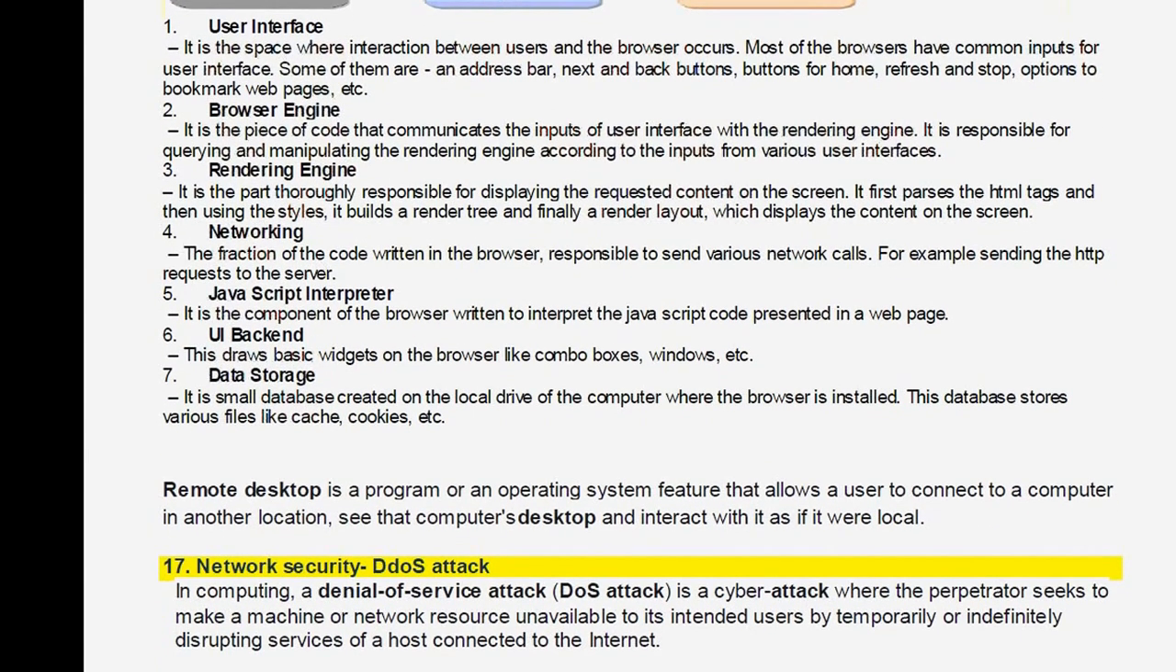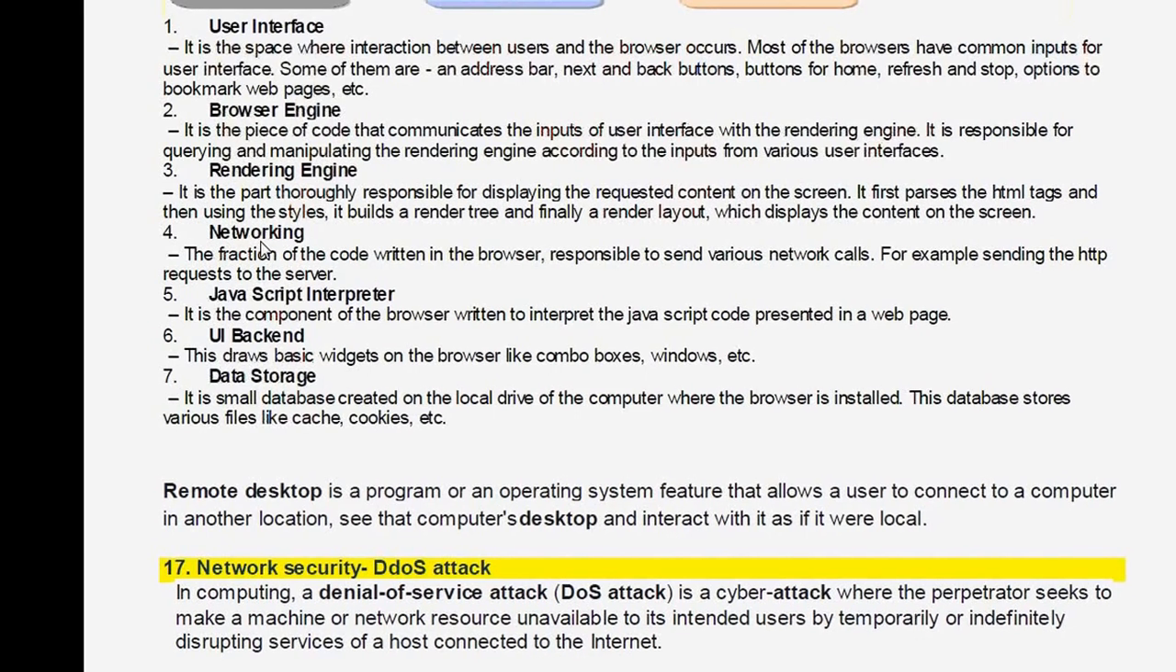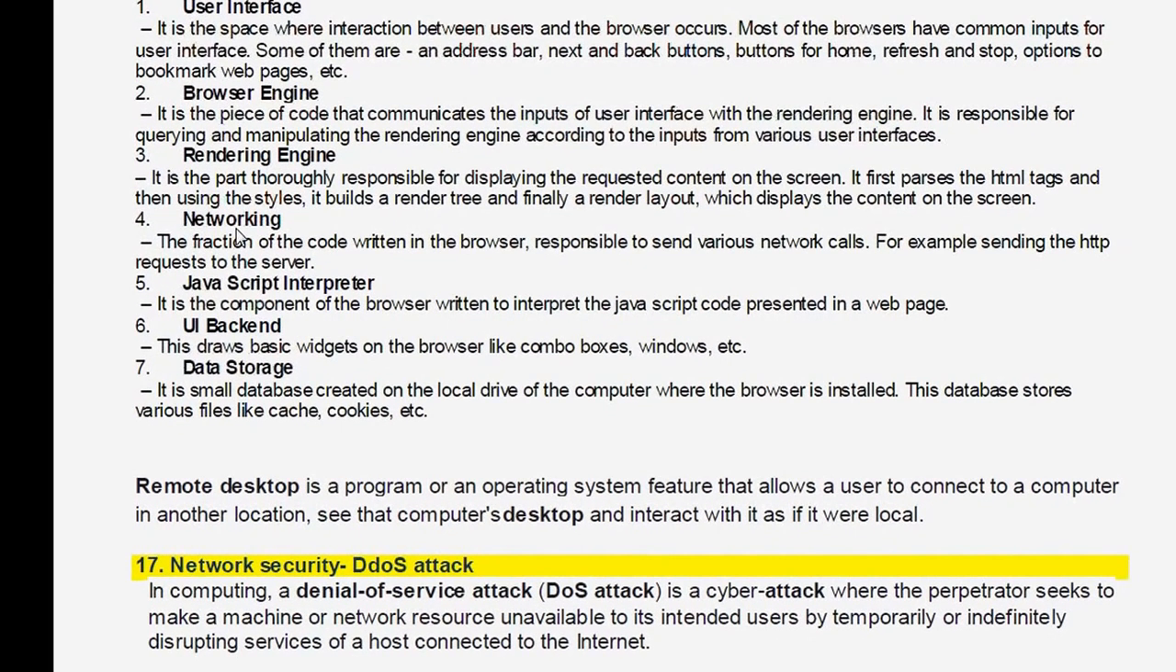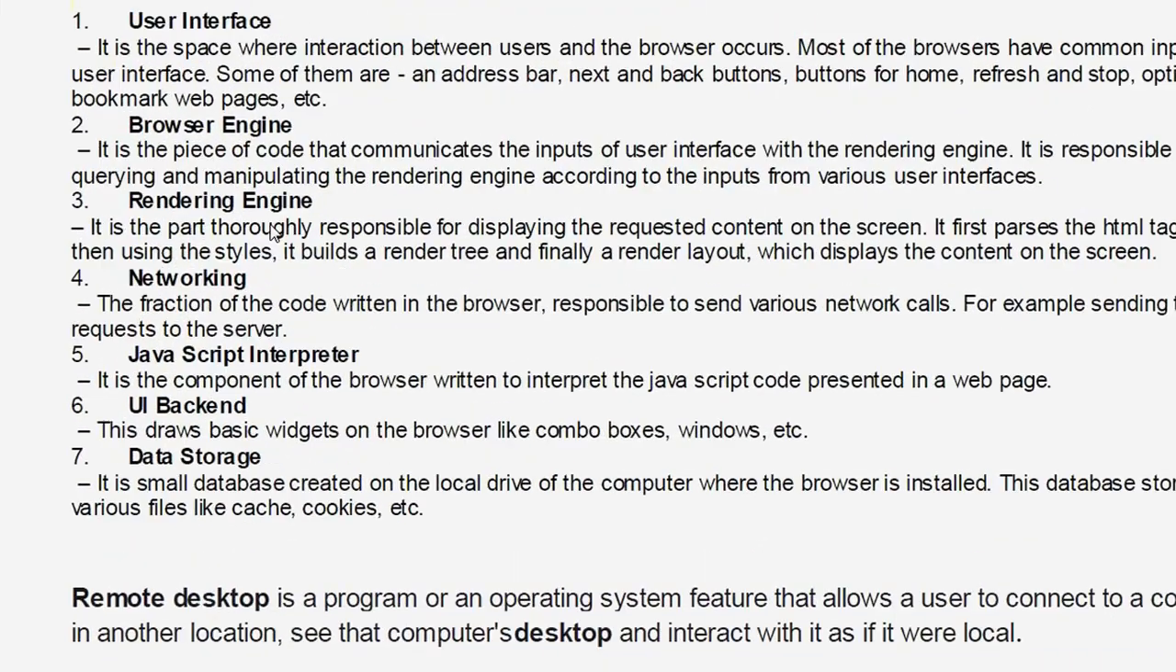And what about the networking component? In the networking component, the code written in the browser is responsible for sending various networking calls, for example, sending an HTTP request to the server.